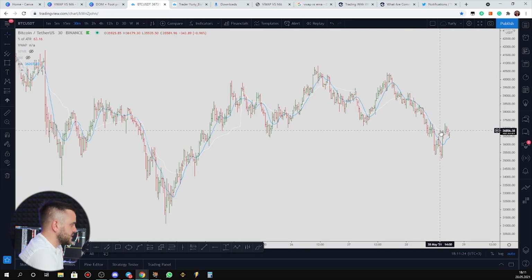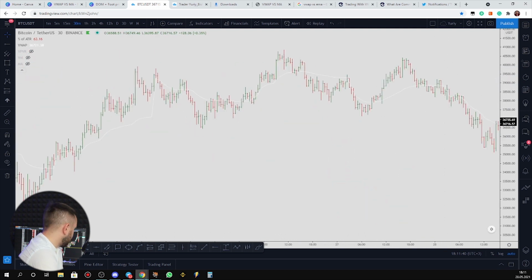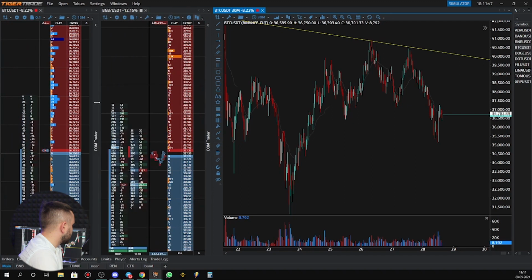How does it look on a chart? This white one is the VWAP. This blue one is the moving average. I think many of you have seen it. We can also open it here, and it would be even better to watch it on Bitcoin.